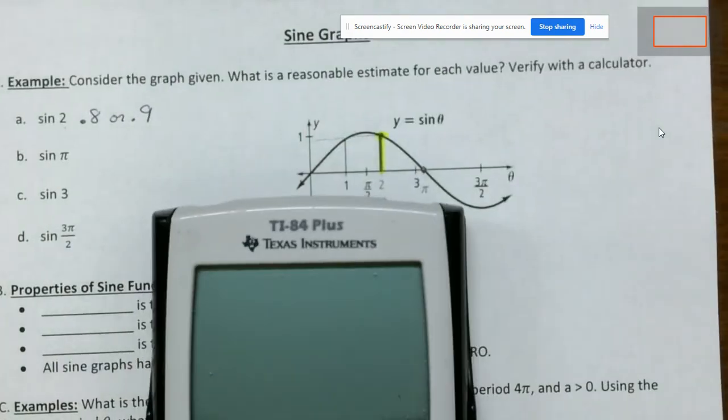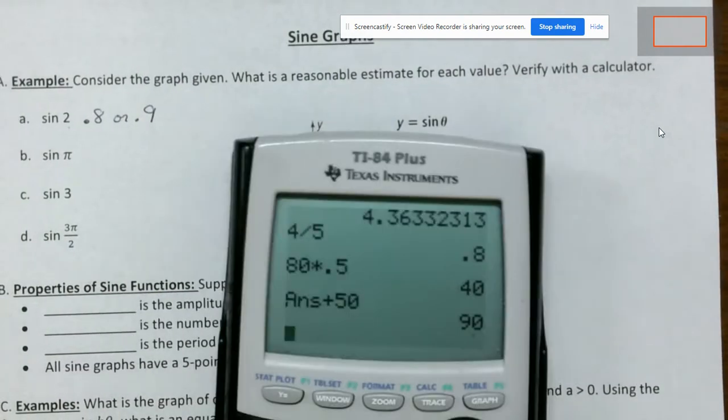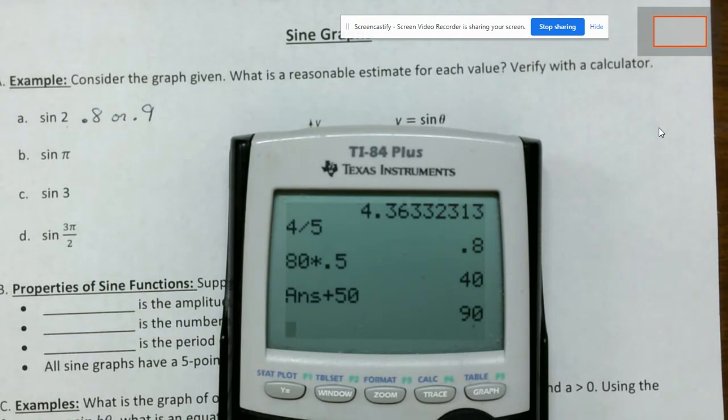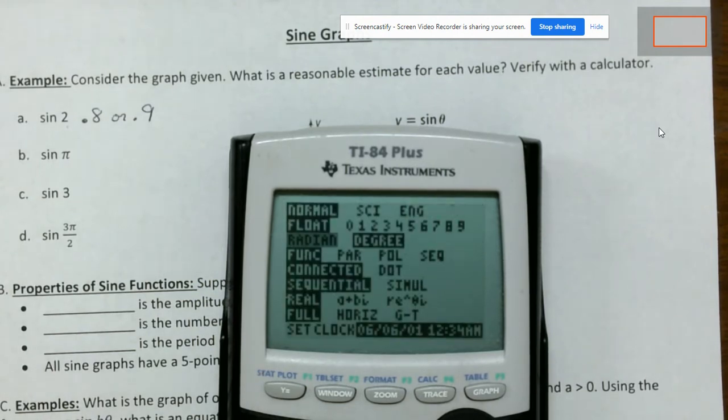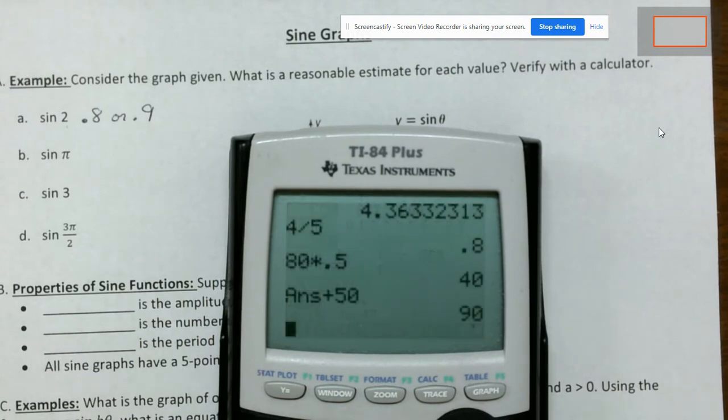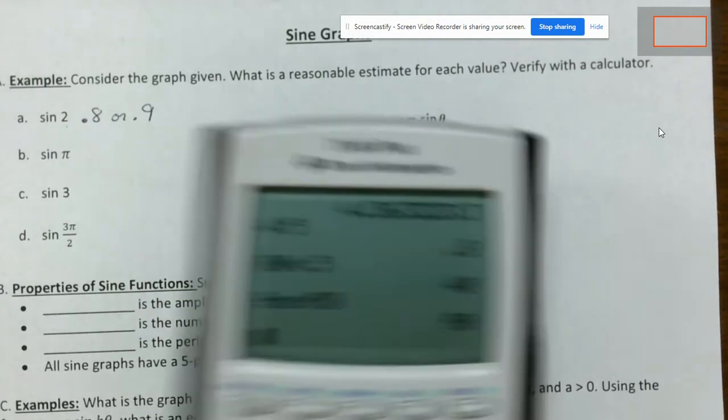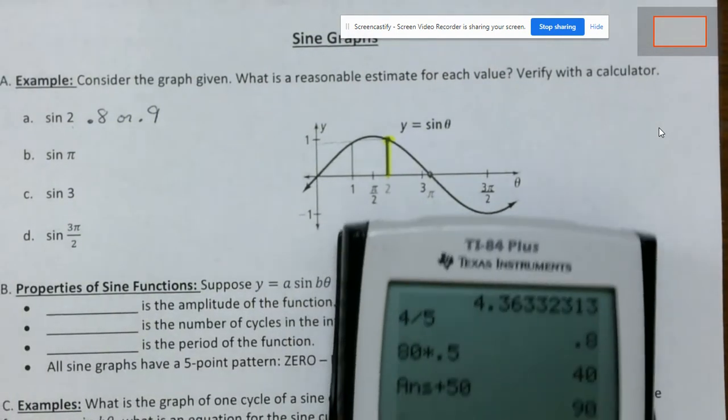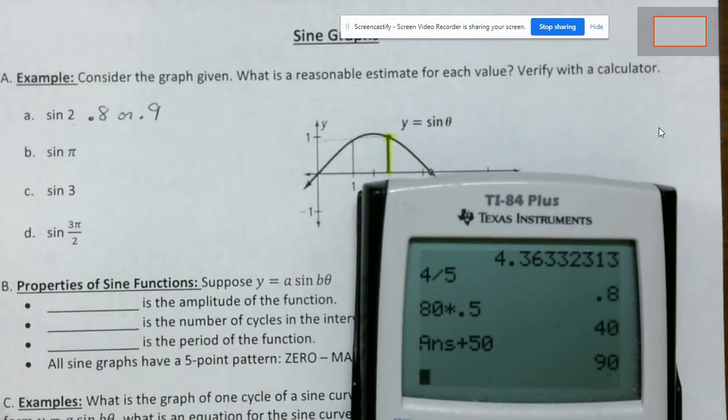Now, in order to use your calculator, you're going to have to make sure that you're in radian mode. On my calculator, I can check here to make sure I'm in radian mode. If you're using the Desmos scientific calculator online, there's a button that you'll click. Usually when it opens up, it shows degree, DEG, and then you can change it to radian, RAD. So you want to be in radian mode, and I'm going to put in the sine of 2. We get 0.909.